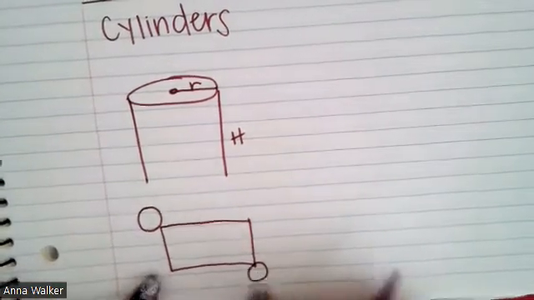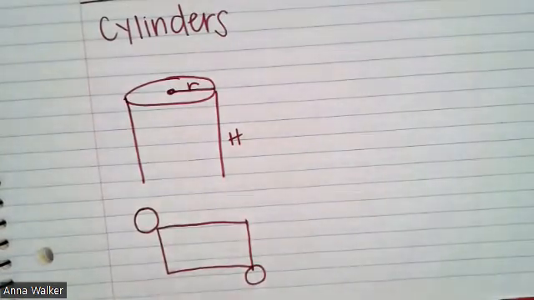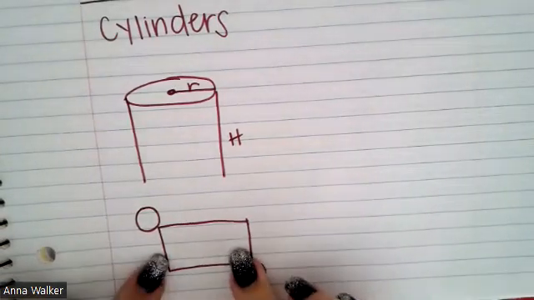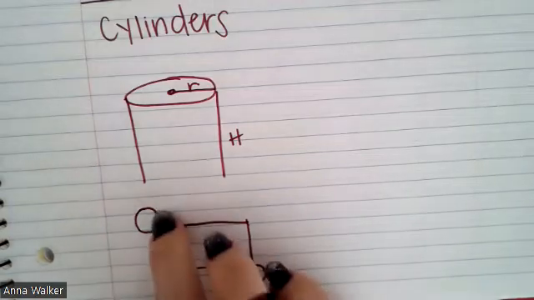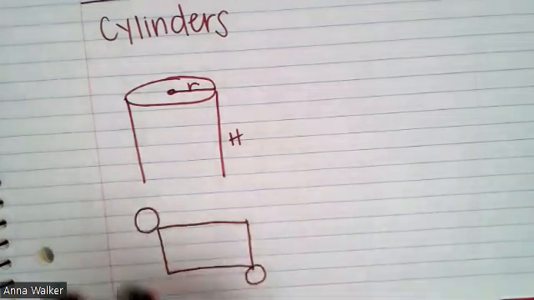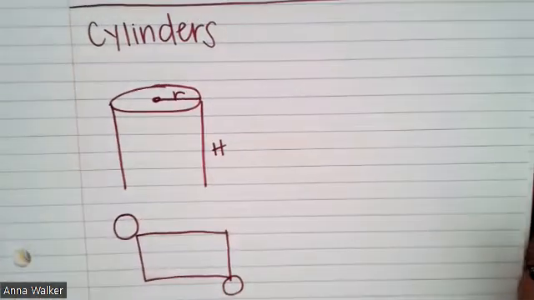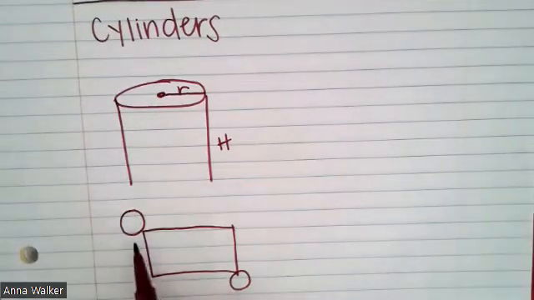So a cylinder is technically a kind of prism because the side is a parallelogram. It is a rectangle. However, it's just wrapped around that circumference of the circle. And when we talk about something called surface area later on, this kind of net of a cylinder is going to be really important to helping find that measurement.